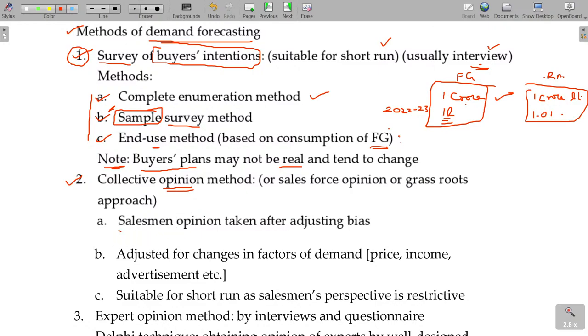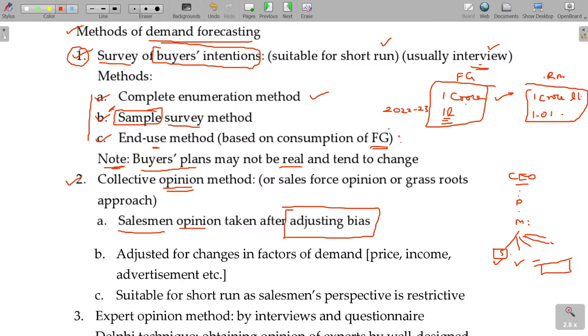From whom is the collective opinion collected? It may be the salesman's opinion. Ask the CEO, production manager and marketing manager, and under them n number of salesmen. Ask each salesman what number of units he is capable of selling, and make the summation of that. That is collective opinion. The salesman opinion is taken after adjusting for bias, as there will always be bias.